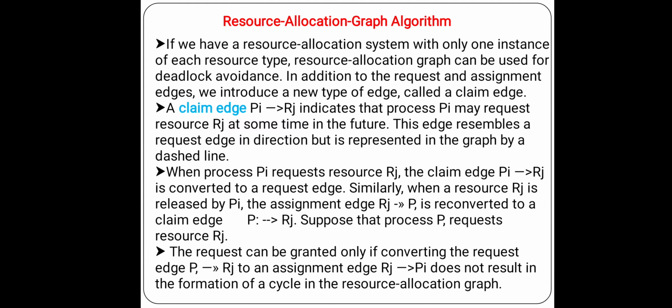Suppose the resource is free and you request that particular resource. But before allocating it to you, the system must check whether that allocation forms a cycle or not. If it forms a cycle, then definitely deadlock occurs. So even when the resource is free, it cannot be assigned or allocated to you, because if it allocates it to you, then it forms a deadlock.